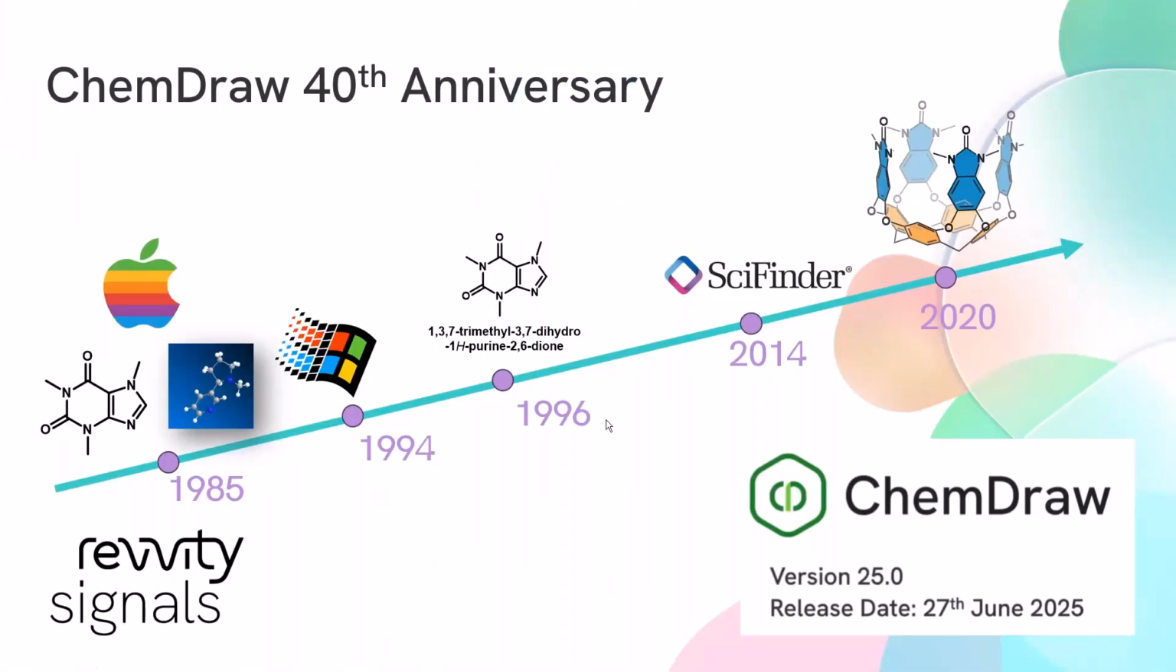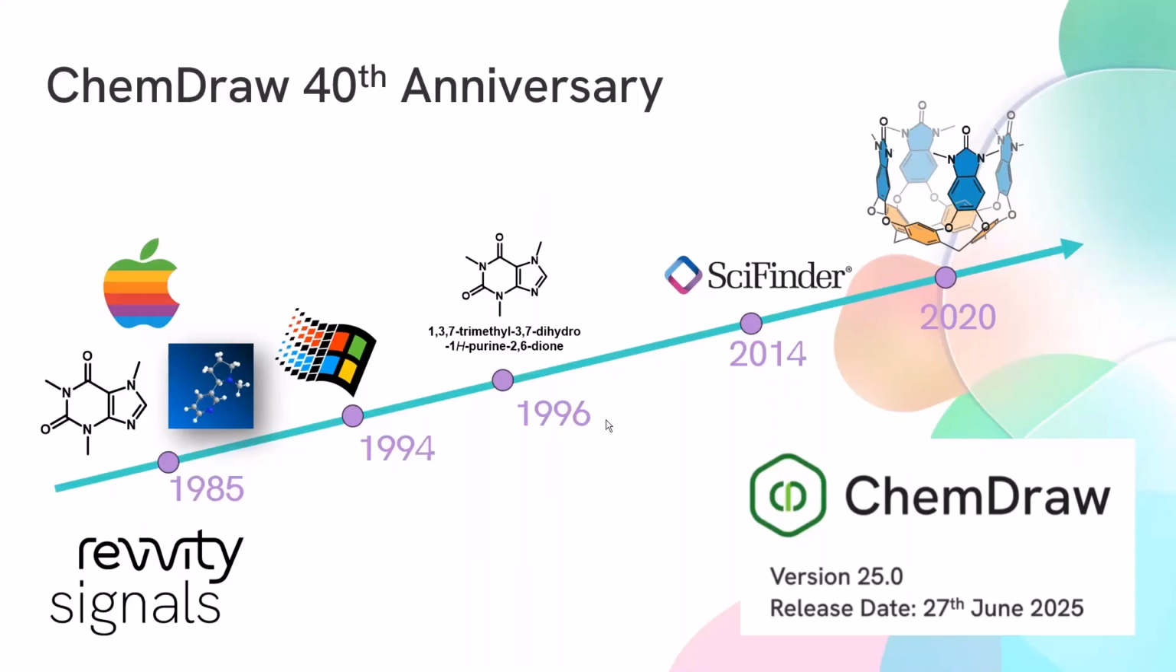So let's start with a short introduction about ChemDraw. ChemDraw is the most efficient chemical drawing editor available to chemists. This year we are celebrating the 40th anniversary of ChemDraw. The first version of ChemDraw was created in 1985 and was only available on Macintosh. A few years later, this application became available on Windows.